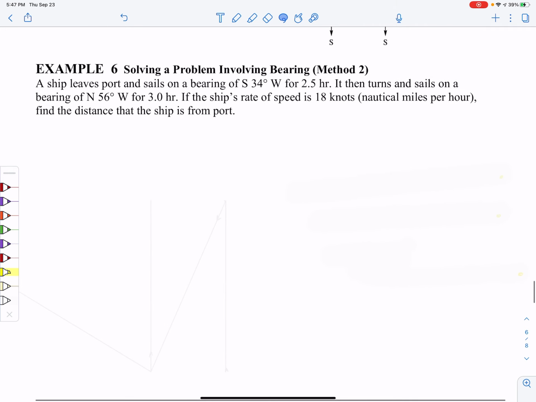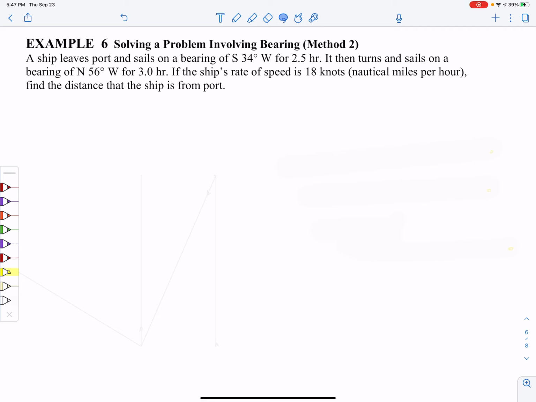But I'm going to walk you through one that is similar to that. All right, you have a ship. It leaves a port. My ship sails on a bearing of southwest. Let's stop right there. All right, so the first thing that I'm going to do is choose where to put my port. So I'm going to call my port here A.